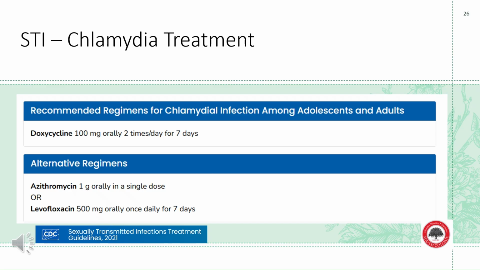The treatment for chlamydia is doxycycline 100 milligrams twice a day for 21 days, or azithromycin 1 gram as a single dose, or levofloxacin 500 milligrams orally twice daily for 7 days.